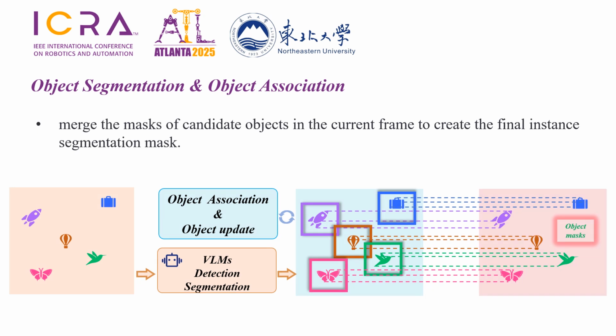After associating objects, we merge the masks of candidate objects in the current frame to create the final instance segmentation mask. This approach not only divides the scene into meaningful regions, but also accurately captures the boundaries of objects, even within complex structures. The result? A clear and consistent understanding of the objects in the scene.